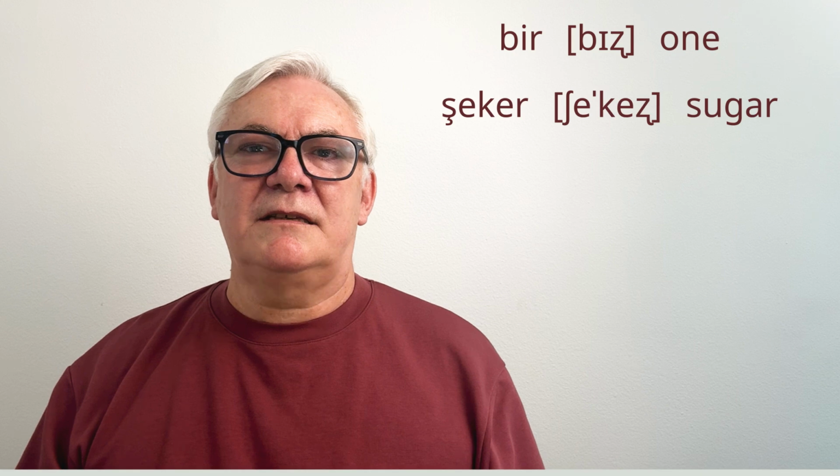The same thing happens in Turkish, also not related. R's there are normally flaps, but have a fricative version at the end of syllables. For example, Turkish for number one is bir, and sugar is şeker.